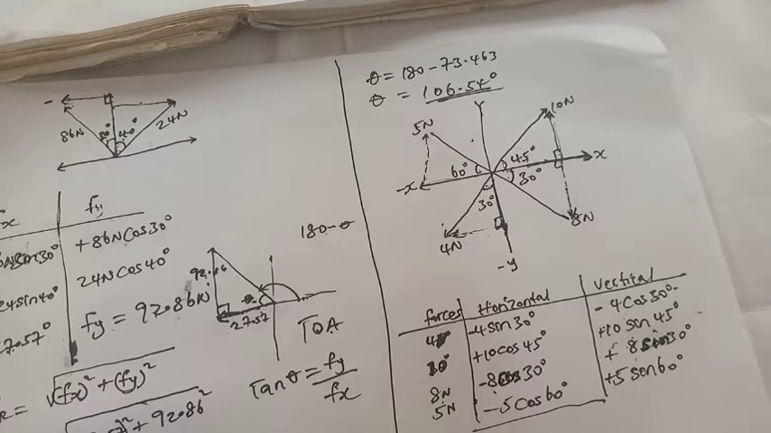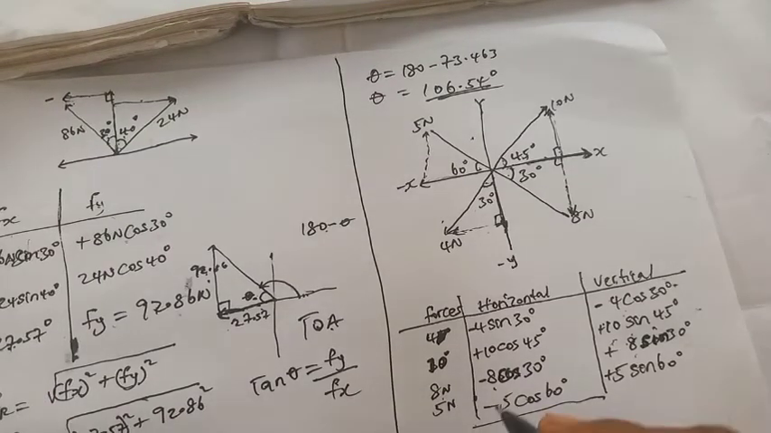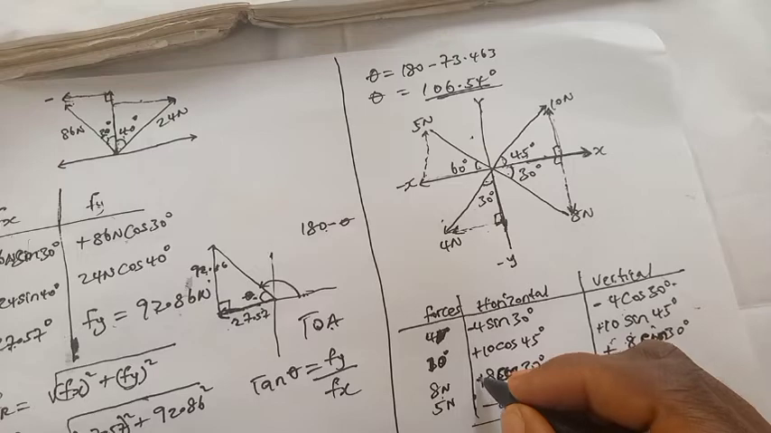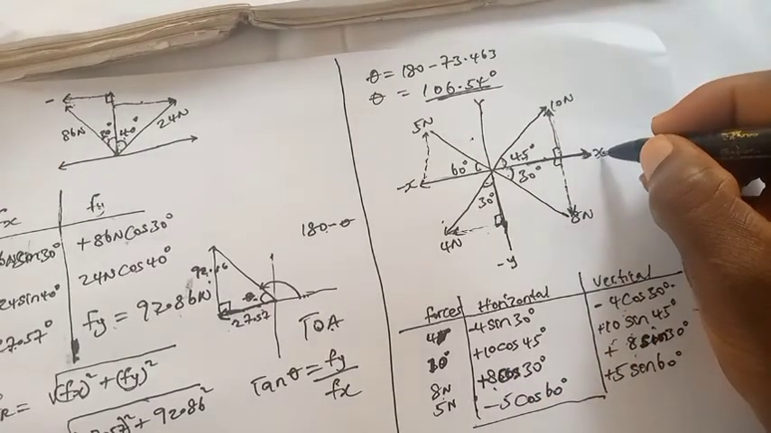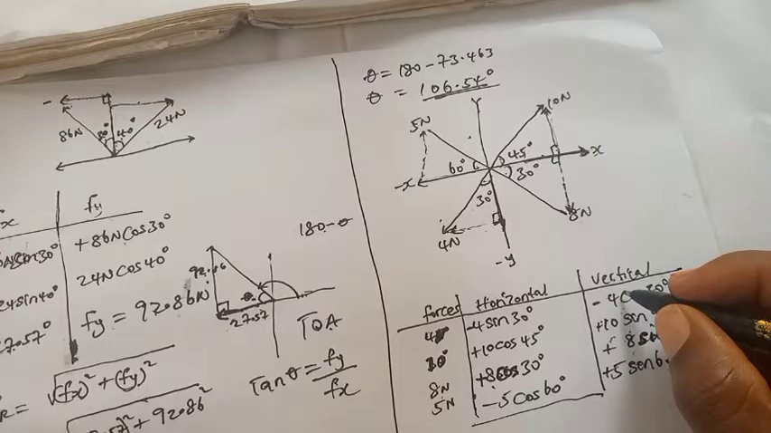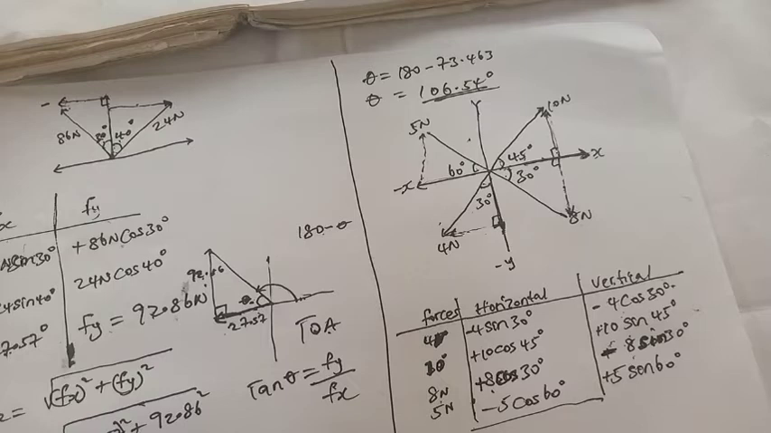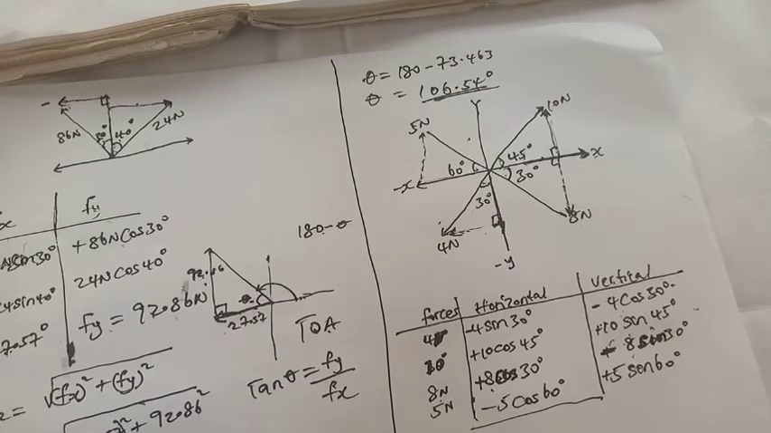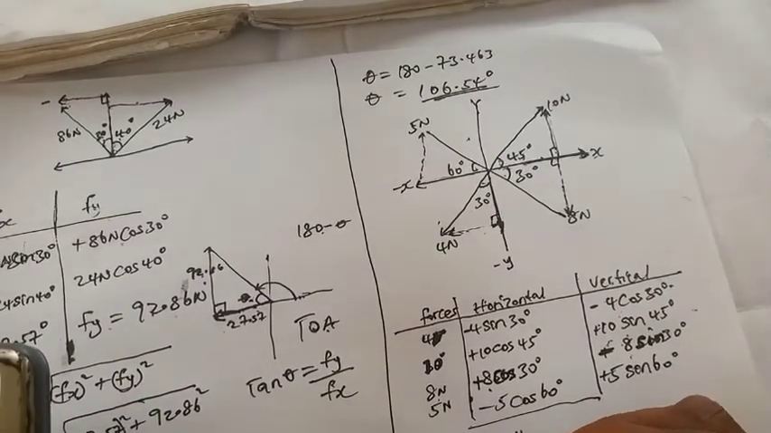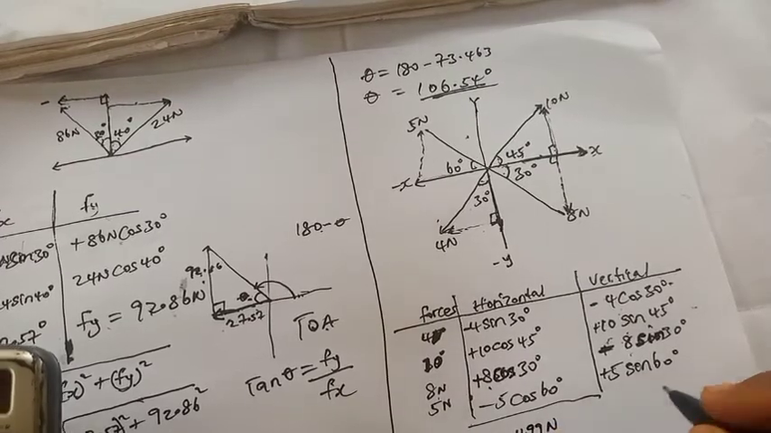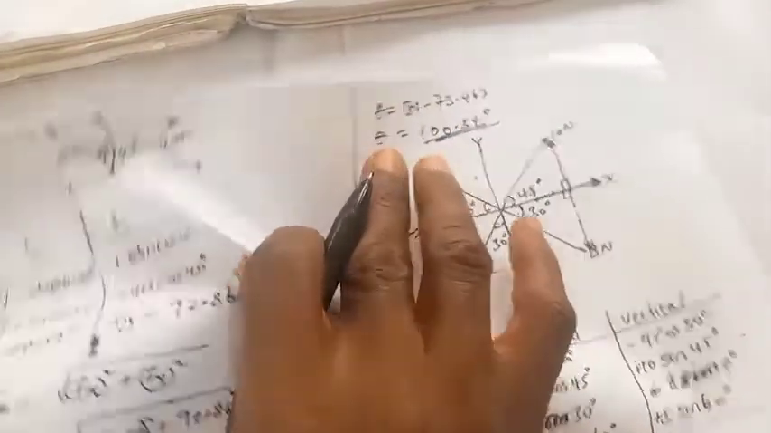and then the horizontal component is going to be cosine. So you have 8 cosine 30, and this will also be positive because it's going towards the positive x-axis. And then the vertical component is going to be negative. I think I confused myself. So this is going to be positive. And then we have this as 9.499 Newton.